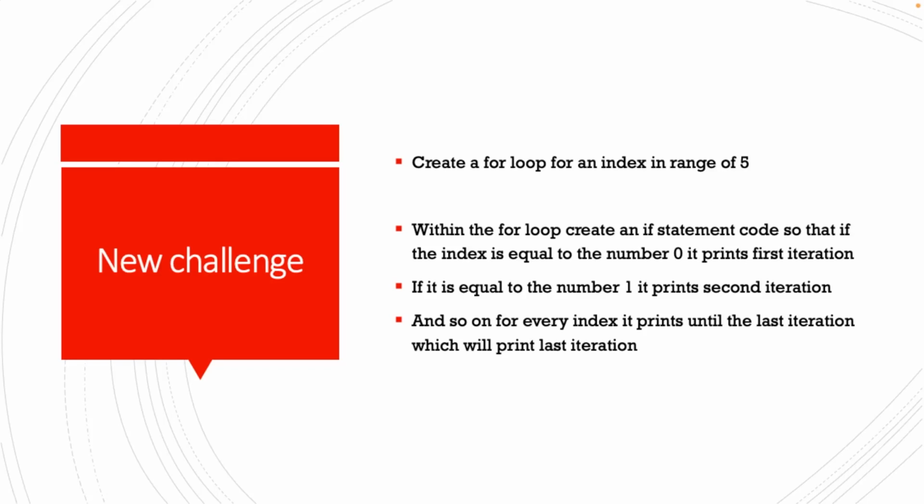If the index is equal to 0, then print first iteration. Print 0. There you go, 0. Oh, that's just for the first.